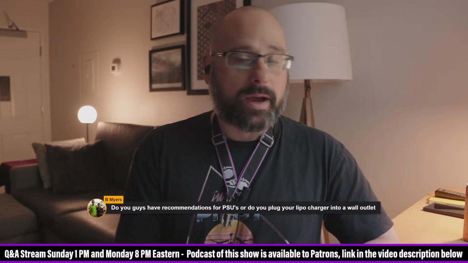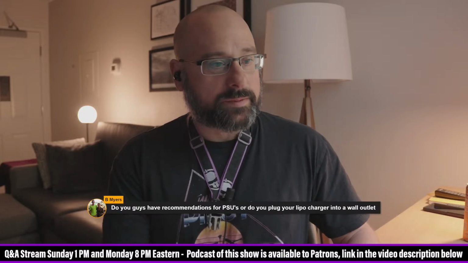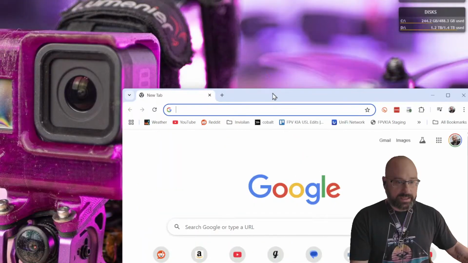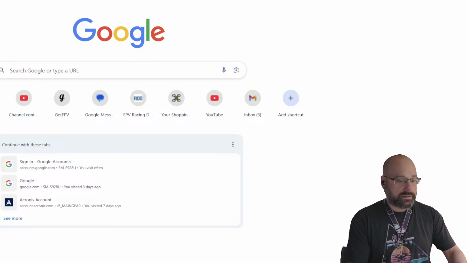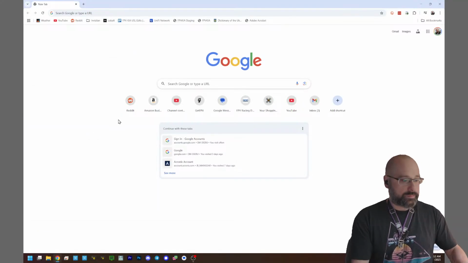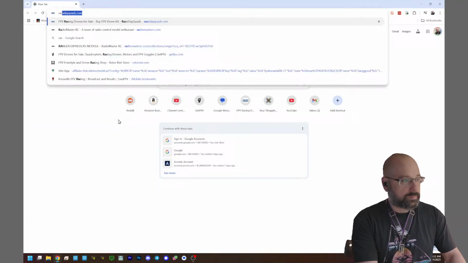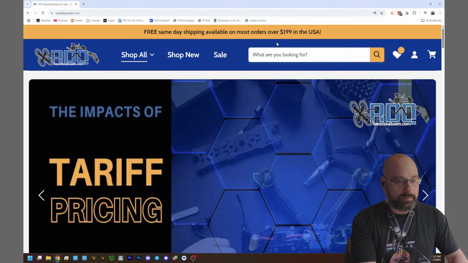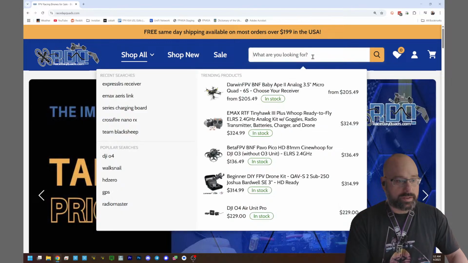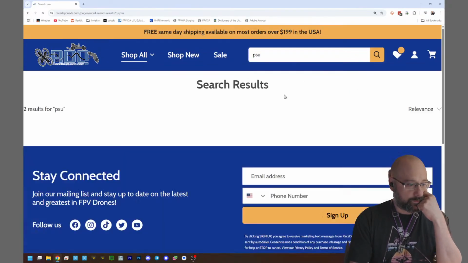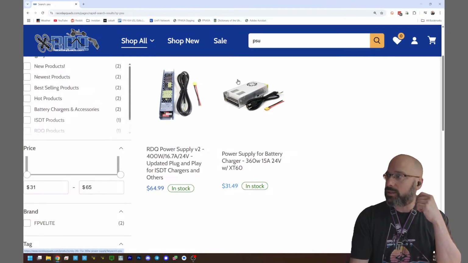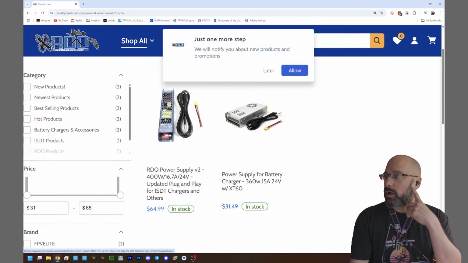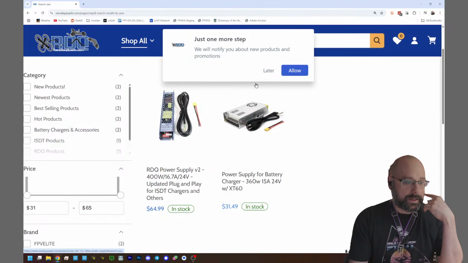So do I have a recommendation for a power supply? Yeah, there's various power supplies you can look for. The best case scenario, you're going to want a 24 volt instead of a 12 volt. The higher voltage is going to mean lower amps. What if we just go to Race Quads and search for a PSU power supply? Race Quads has sold this thing forever, and it's still reasonably priced. This is a 24 volt 400 watt power supply for 65 bucks.